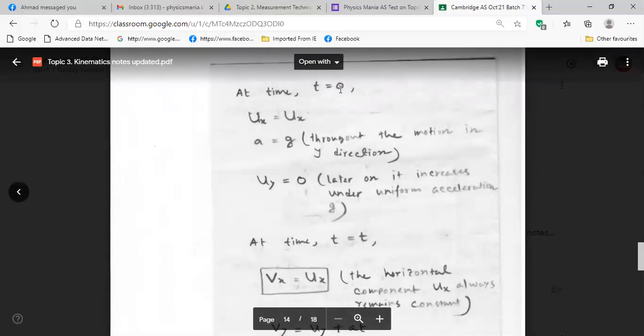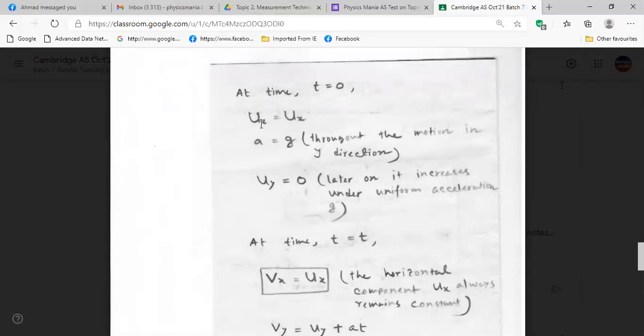At time t equals 0, you are throwing it, right? So at the beginning, we wrote here ux equals ux. That means velocity has two components, right? Initial velocity has two components. One is ux, another one is uy. And at the beginning, as you are throwing, your throwing is horizontal, right? From the roof, you are throwing horizontally. So the horizontal component is the one you are applying. That one is the horizontal component, and that is ux equals ux.